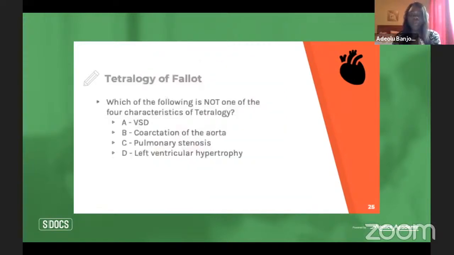The next really common right to left shunt is a tetralogy of Fallot. It's called a tetralogy because there are 4 main features. So the question is, which of the following is not one of the 4 characteristics of a tetralogy? And the answer is B, coarctation of the aorta. That's because the 4 main features of a tetralogy are a VSD, a pulmonary stenosis, right ventricular hypertrophy, and an aorta overriding the VSD.